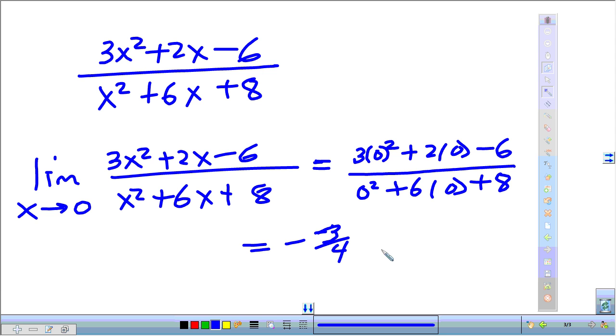So continuous, if we graph the curve y equal this expression, we would have the curve go right through a point at height minus 3/4, no problem. Okay. So again, rational expressions, polynomial divided by polynomial, have this property of continuity. But not everything turns out continuous everywhere.